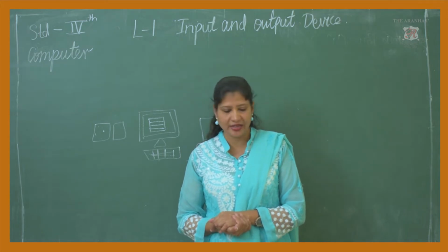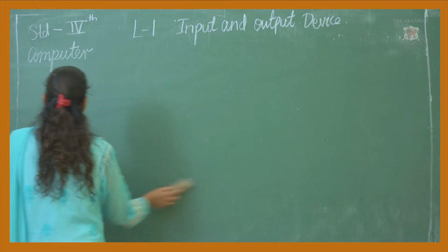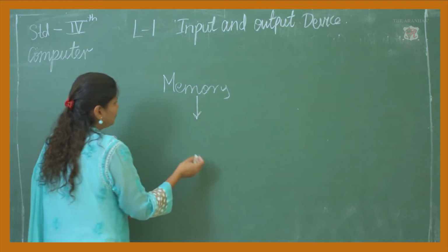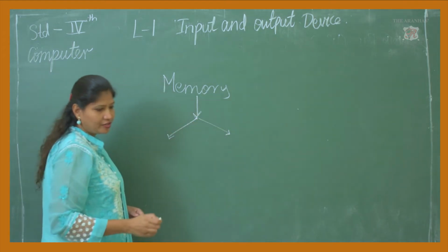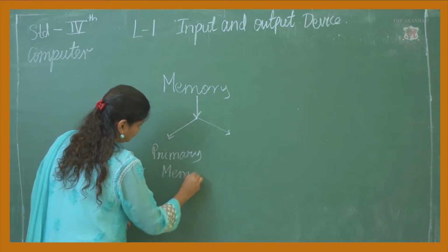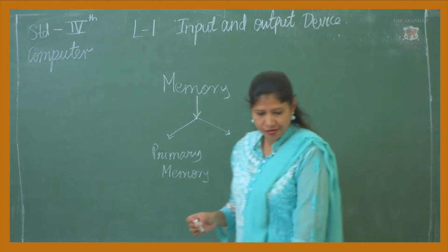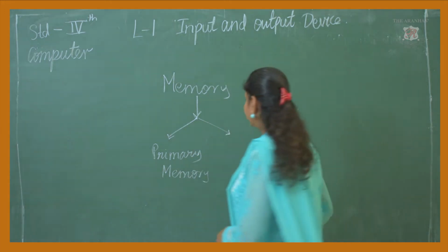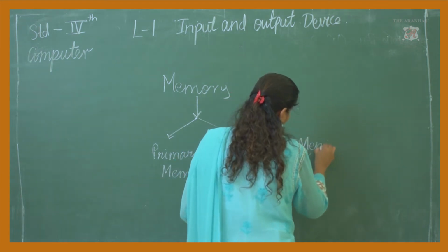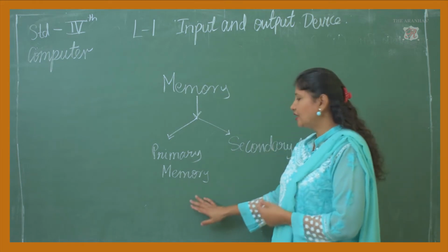There are two types of memory. How many types are there? Two types. First is primary memory and the other is secondary memory. Now first we'll learn about the primary memory.